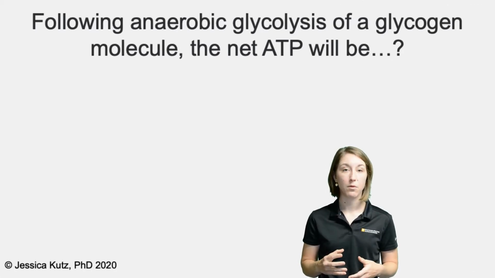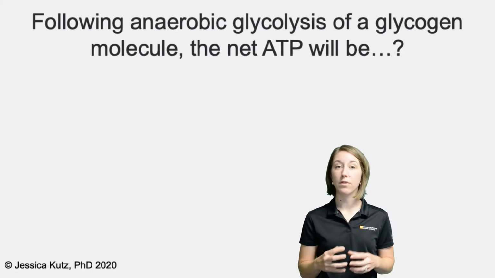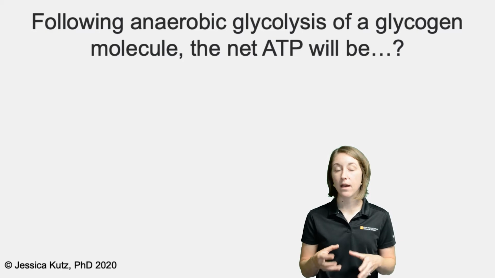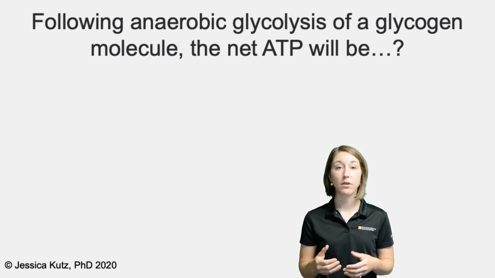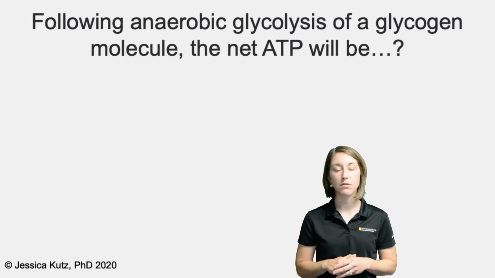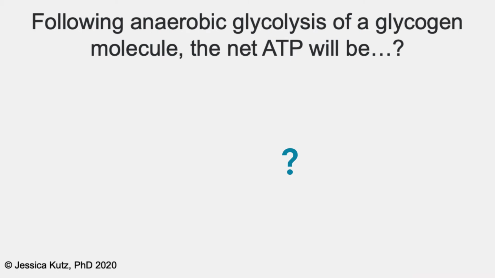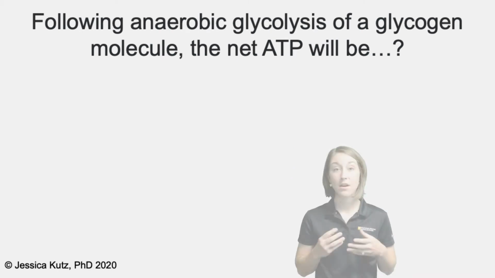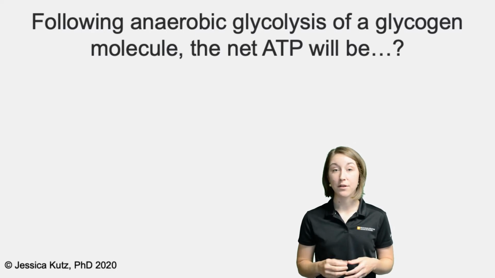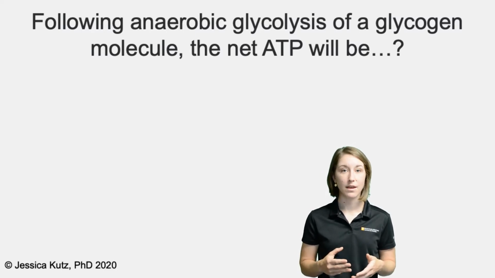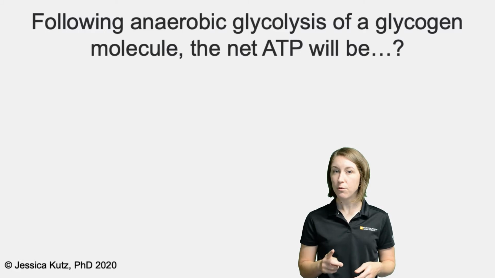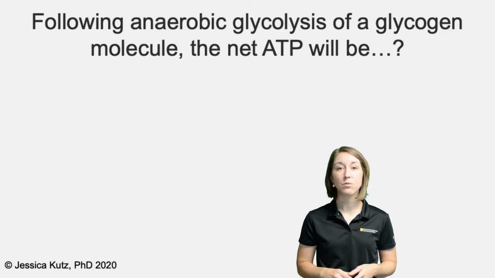Here's a simple math question. Let's say you start with a glycogen molecule, and that glycogen molecule is going to undergo anaerobic glycolysis. How many ATP are you going to produce at the end of anaerobic glycolysis? Now the correct answer here is that you're going to produce 3 ATP. Now did you put 2 ATP? If you did, you were thinking about starting with a glucose molecule.